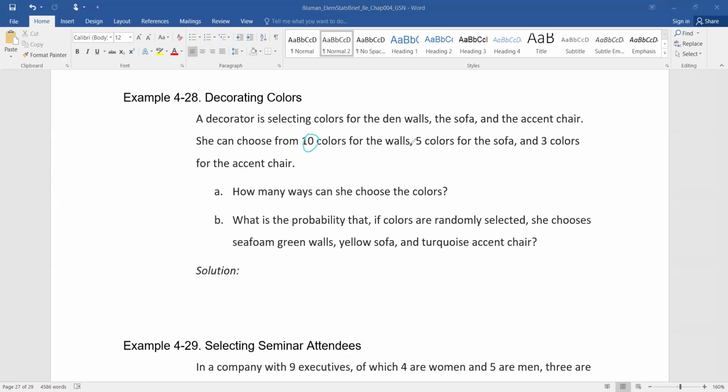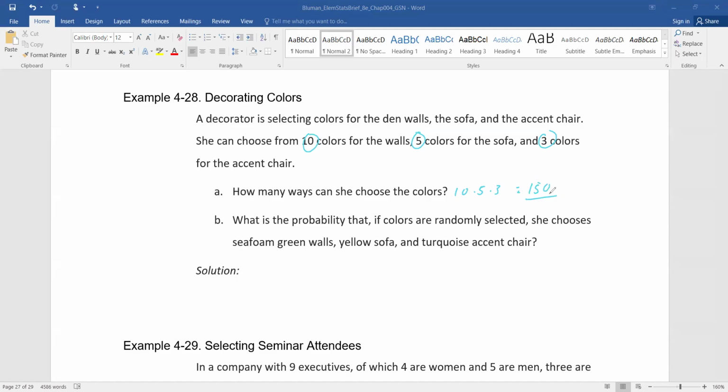I have 10 options for colors of walls, 5 colors for sofas, and 3 colors for this chair. So I have 10 times 5 times 3. So I have 150 different combinations to choose from with just that information.